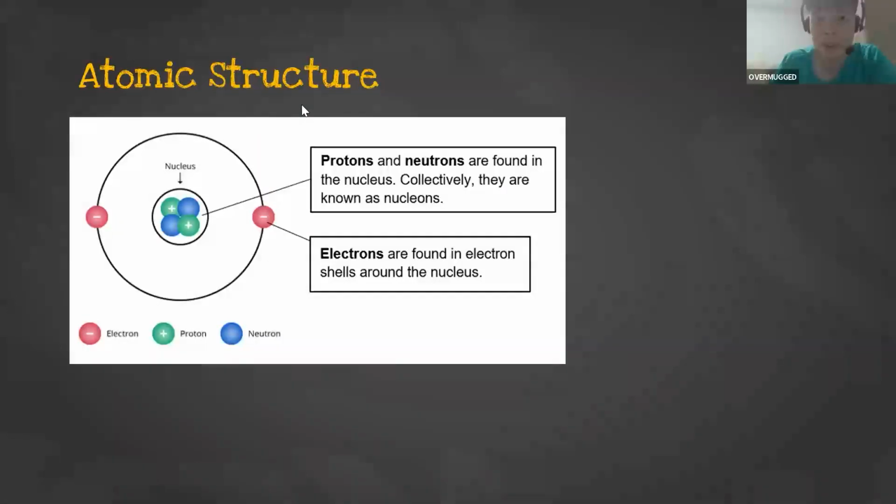Inside an atom, there are three subatomic particles. You have protons, neutrons, and electrons. Your protons and neutrons are found inside the nucleus, right? Collectively together, they are known as nucleons. So, common mistake: do not mistake neutrons and nucleons as the same thing. They are different. Why are they called nucleons? It's because they are found inside the nucleus. And then you have electrons orbiting around the nucleus.